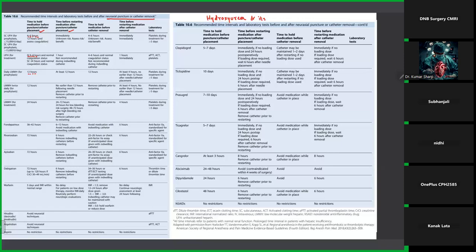Okay, sir. Even many homeopathic and Ayurvedic medicines also have anticoagulant actions, like ginkgo and ginger, all those things. But there is no documentation. There are no studies on when to stop or discontinue.